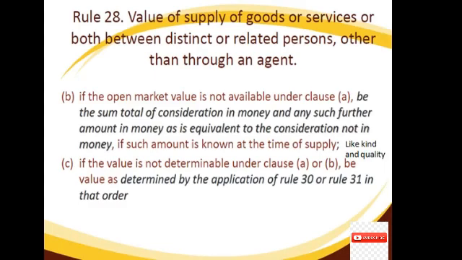That is, if the situation of related persons or distinct persons arises, then you will be taking the open market value. In case the open market value is not available, then you will take the value of supply of like kind and quality. Again, if this figure is not available in the question, then you will move to rule 30, and if the information of rule 30 is not available, then you will move to rule 31, that is best judgment method, or you can say a residual method.